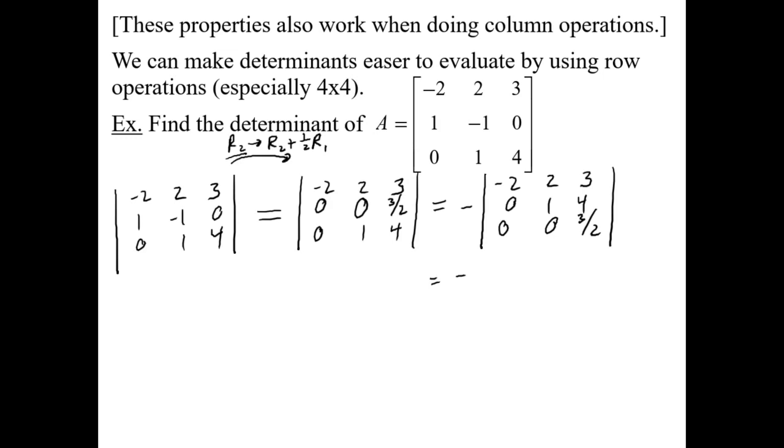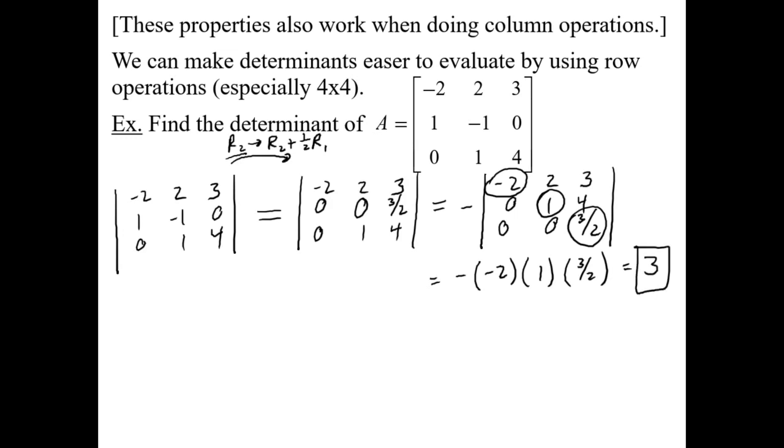Now again, now that it's in echelon form, my determinant is just going to be the product of those numbers along that diagonal. So it'll be times -2 times 1 times 3/2. So then my final answer here is 3. So the determinant of this matrix is 3.